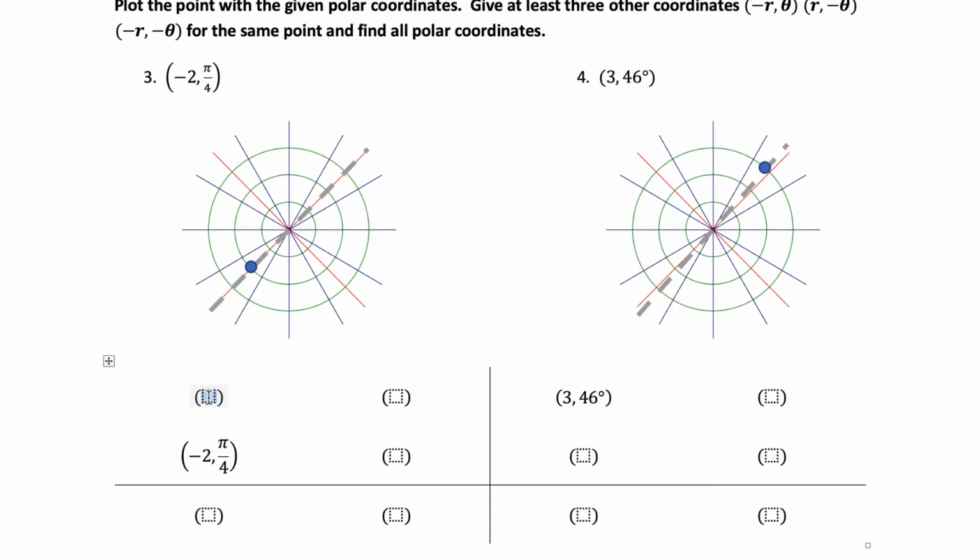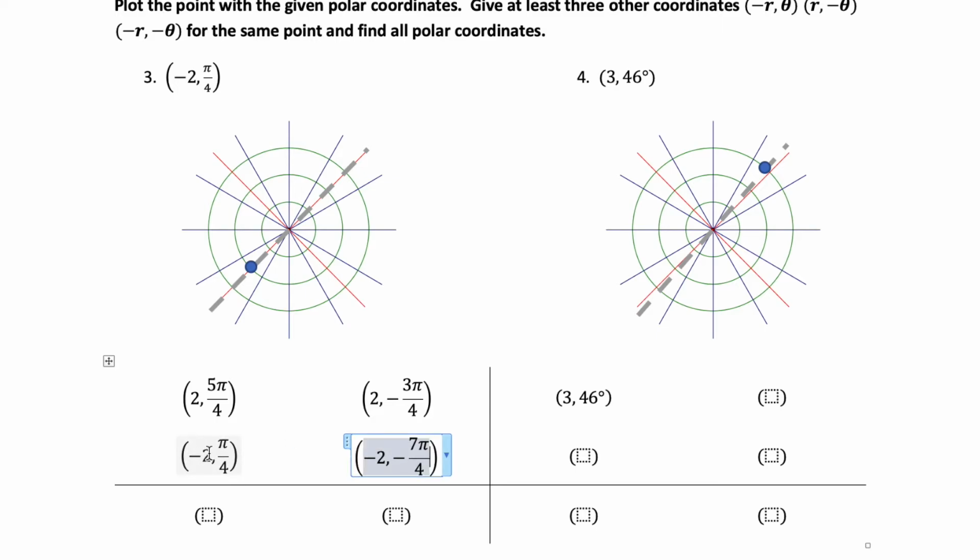So I'm going to do a positive radius with a positive angle. So all the way around, that's going to be 5 pi over 4. Then I'm going to do a positive radius with a negative angle. So that's going to be negative 3 pi over 4, I believe. We already have the negative radius with a positive angle. So now let's do a negative radius with a negative angle. So I need to come all the way around. That's going to be a negative 7 pi over 4.